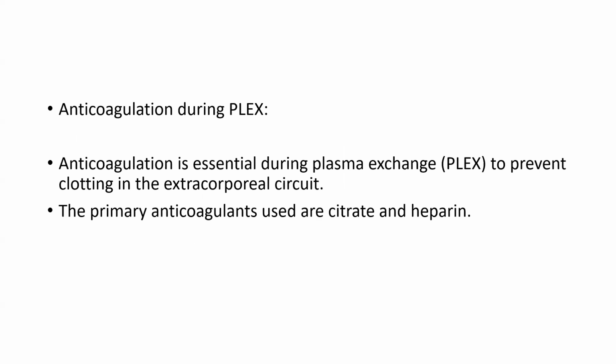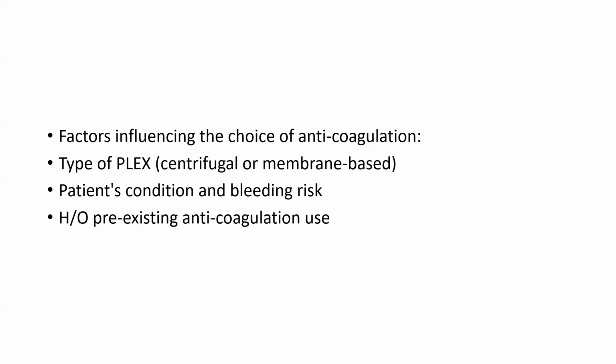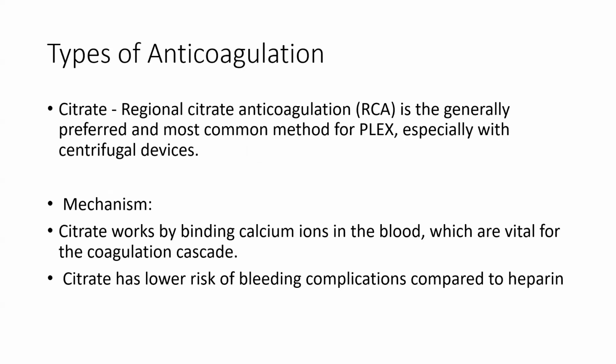Now about the anticoagulation, primary anticoagulants are citrate and heparin. The factors influencing the choice of anticoagulation are type of the plex, patient's condition and bleeding risk, and history of pre-existing anticoagulation use. Regional citrate anticoagulation is generally preferred and the most common method for plex, especially with the centrifugal device. Citrate works by binding calcium ion, which is vital for coagulation cascade. Citrate also has low risk of bleeding complication compared to heparin.